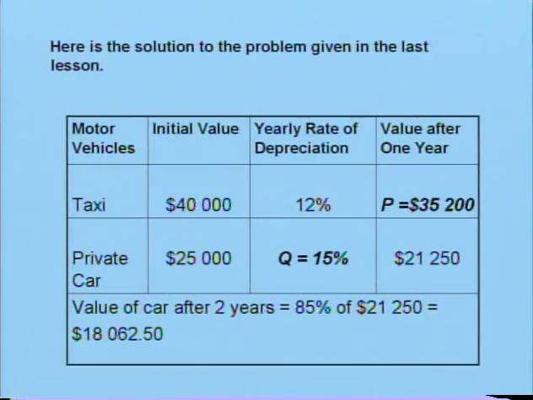The value of the car after 2 years is equal to 15% of $21,250. That is 85%, representing the 15% depreciation. And when 85% is calculated from $21,250, we have an answer of $18,062.50.